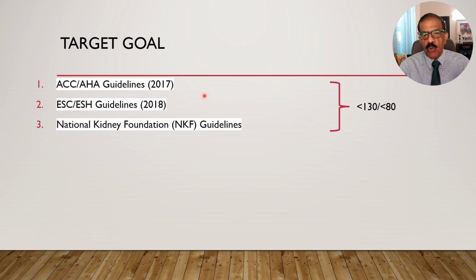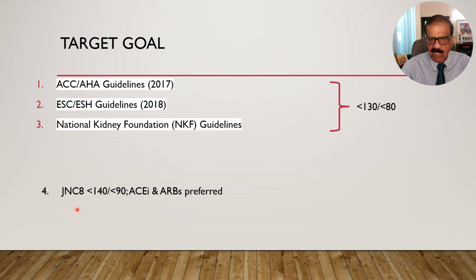Now, what should be the goal? In most patients with hypertension, our goal is less than 140 by 90, but all societies, American College of Cardiology, American Heart Association, European Society of Cardiology, European Society of Hypertension, and the National Kidney Foundation guideline, all of them recommend that blood pressure should be kept below 130 systolic and below 80 diastolic, because they already have kidney damage, so we want to control them more effectively to minimize further progression of kidney disease.